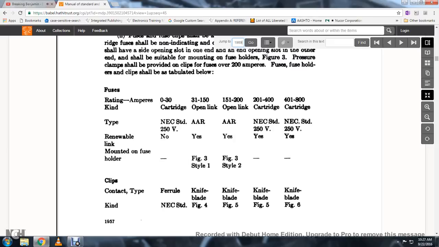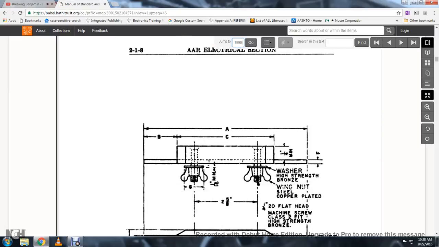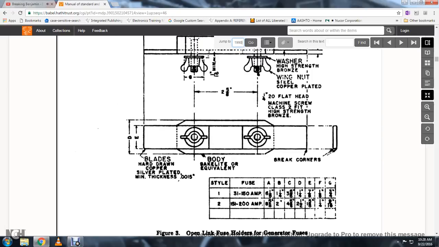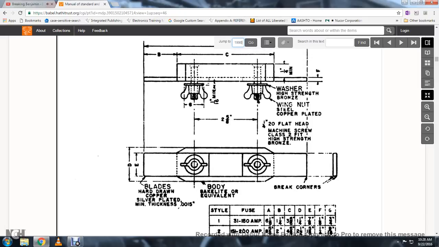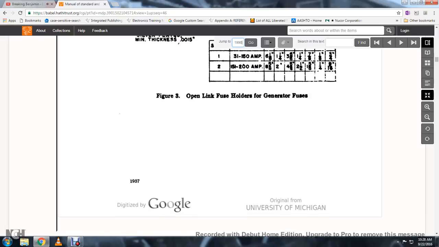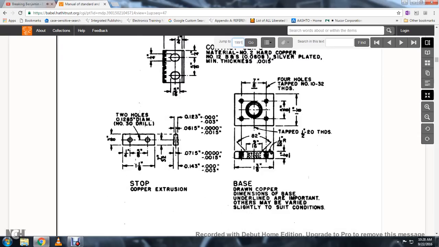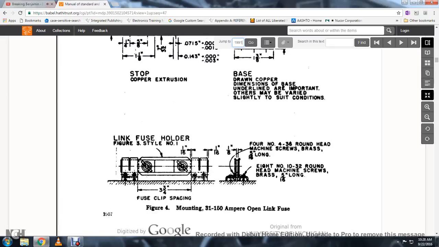Alright, your fuses have a rating in amperes and kinds. Type, renewable, mounted on the fuse holders, clips, contact type, and kind. Alright, figure 3 shows an open link fuse holder for the generator fuses. This is the open link for the generator fuse. Mounting of a 30 to 150 ampere open link.